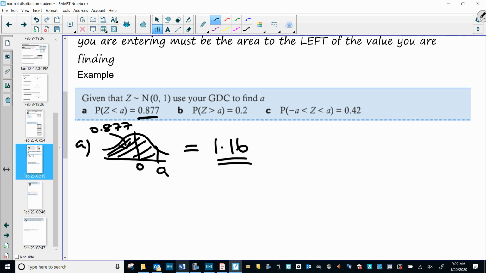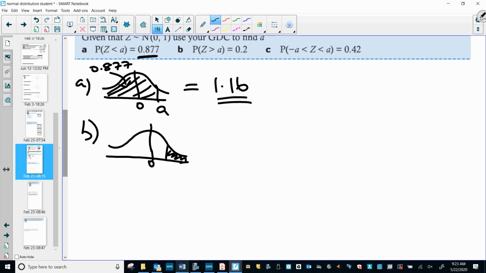Right, B. Okay, again, little sketch, 0. But again, you need to be thinking about which side of the line it's going to be on. This time, we're talking that the probability of something being greater than a value is 0.2. So it's going to be over here, isn't it? Because our 0.2 is greater than the value. Does that make sense?